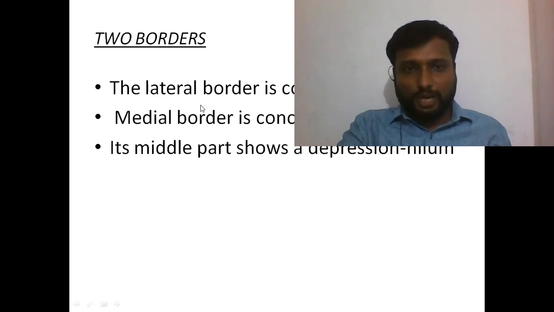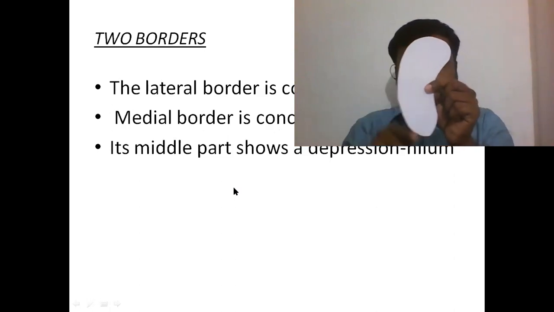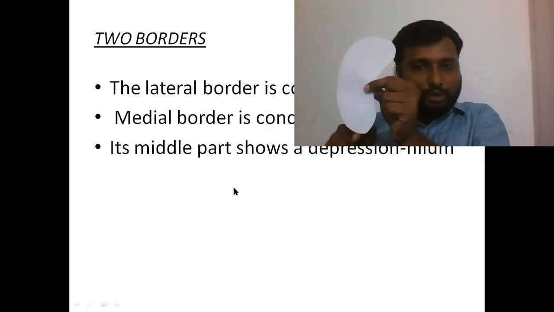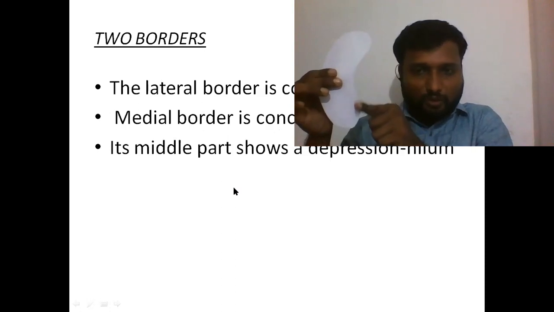Then two borders: the lateral border, which is convex, I already told you, and the medial border, which is concave. The middle part of the medial border is known as what? Hilum. We'll see it again. See, this is the lateral border. I told you this is my right side kidney. So this is the lateral border, which is convex, no doubt. And this is the medial border, which is concave.